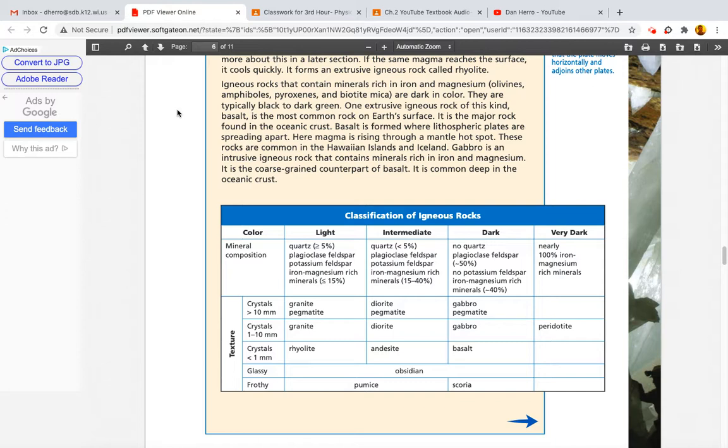Gabbro is an intrusive igneous rock that contains minerals rich in iron and magnesium. It is the coarse-grained counterpart of basalt. It is common deep in the oceanic crust.